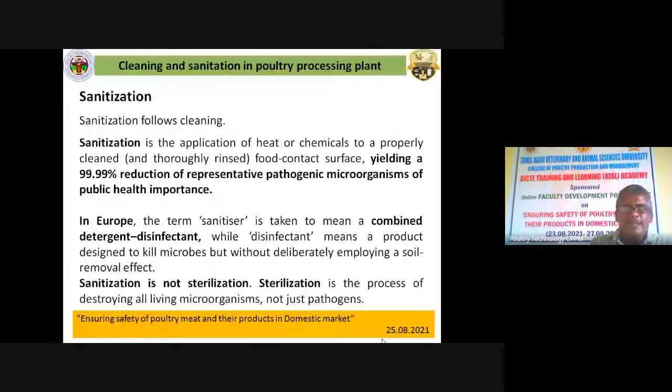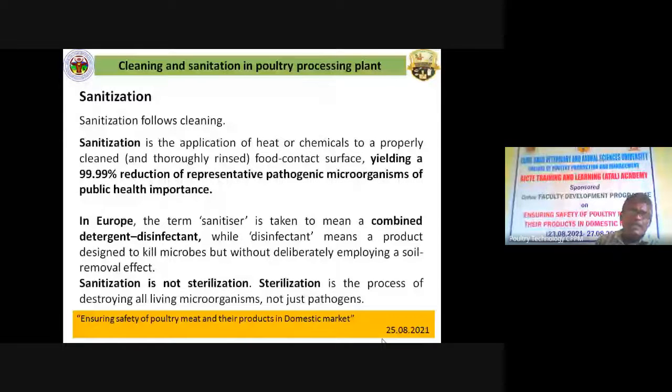Sanitation is the term that simply denotes application of heat or chemicals which ensure 99.99 percent reduction of pathogenic microorganisms that are present on the surface. So what sanitation ensures is a 99.99 percent reduction in pathogenic microorganisms on the surface. It can be ensured by sanitizers. This sanitizer may be either heat or some chemicals. Usually in Europe, the term sanitizer includes both detergent and disinfectants.